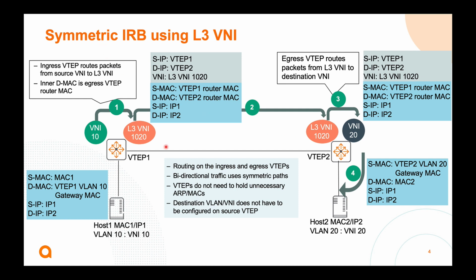So it's symmetric. VTAPs do not need to hold unnecessary ARP or MACs. So VTAP 1 does not need to hold the ARP entry of this host or the MAC address. So it's not in the MAC table, but it is in the BGP EVPN table. Another benefit is you do not need to configure the destination VLANs or VNIs on the source VTAP. So there's no need to configure VLAN 20 or VNI 20 on VTAP 1.